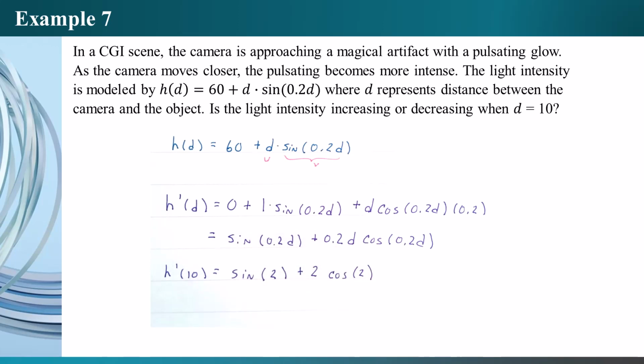And at this point, we can just plug this straight into the calculator to see what we get. It's approximately equal to 0.077. So we see that the light intensity is increasing because this is positive, though not by very much.